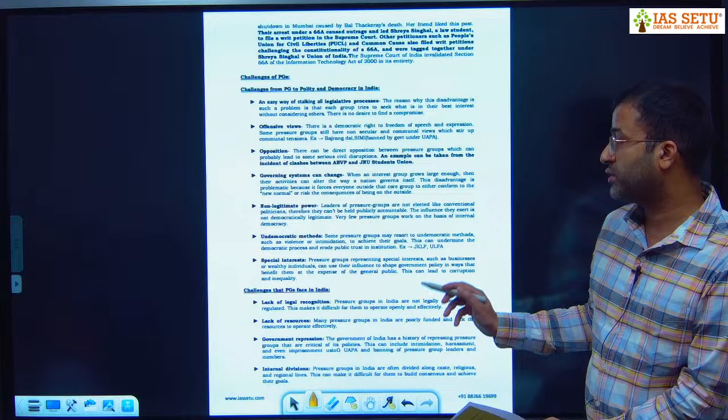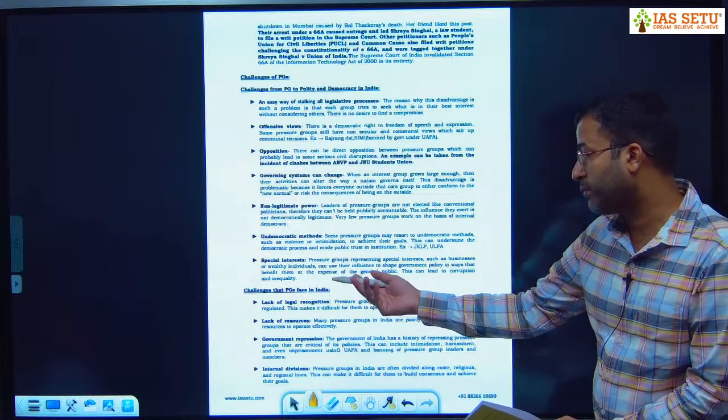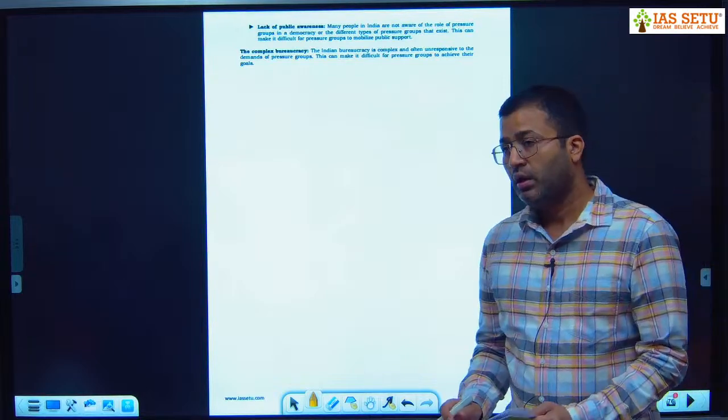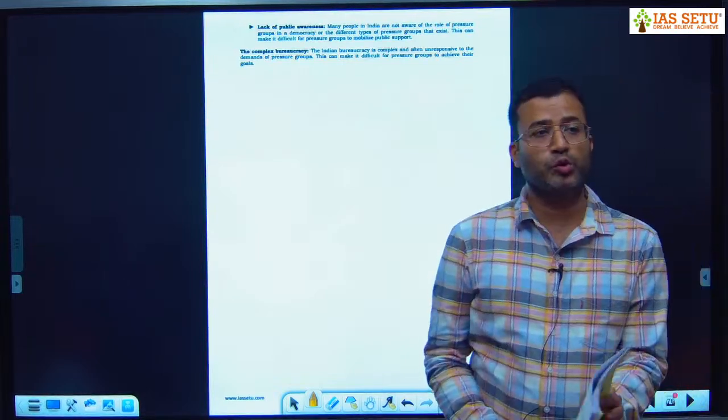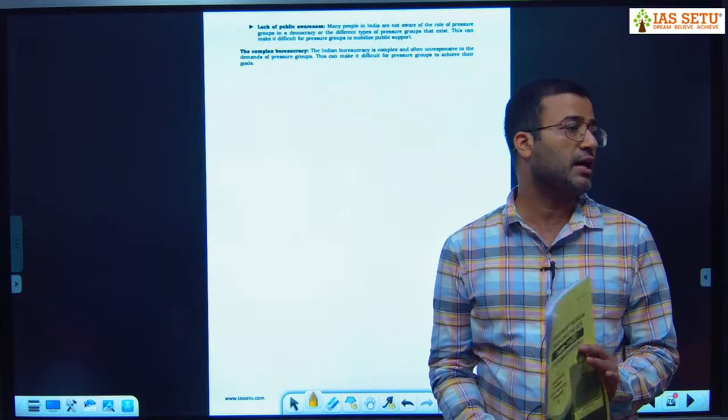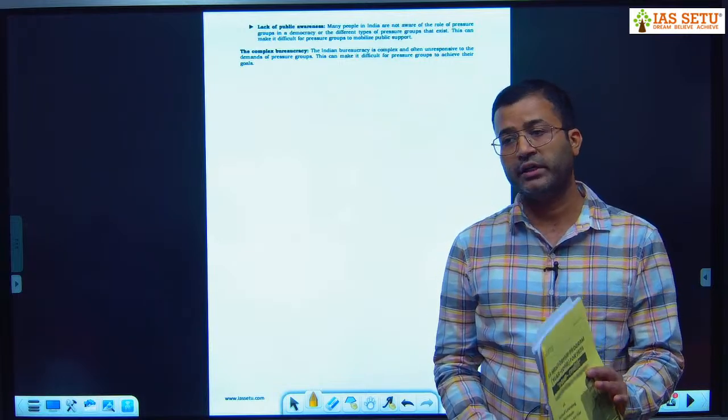Challenges that pressure groups face in India. Okay. So you can take help of this booklet when you are covering your Paper 2: polity, governance and IR. Keep it with you, it will really help.